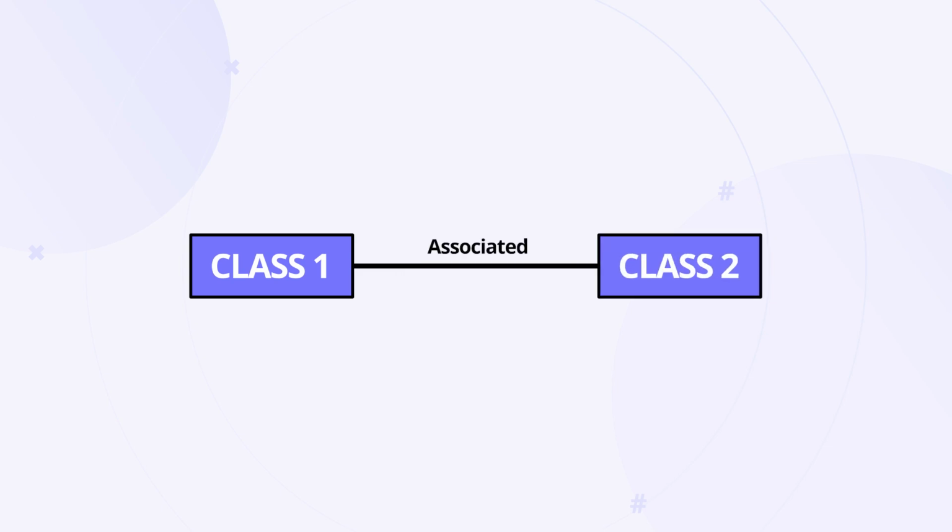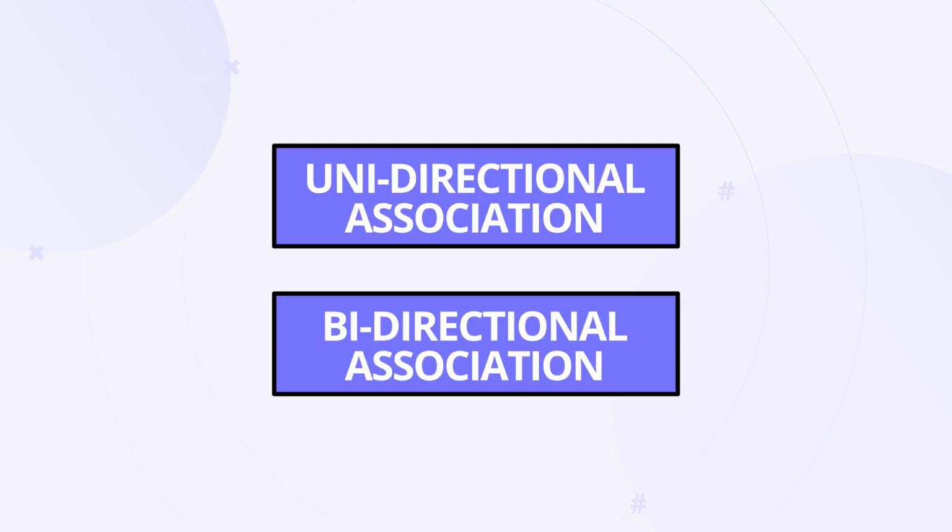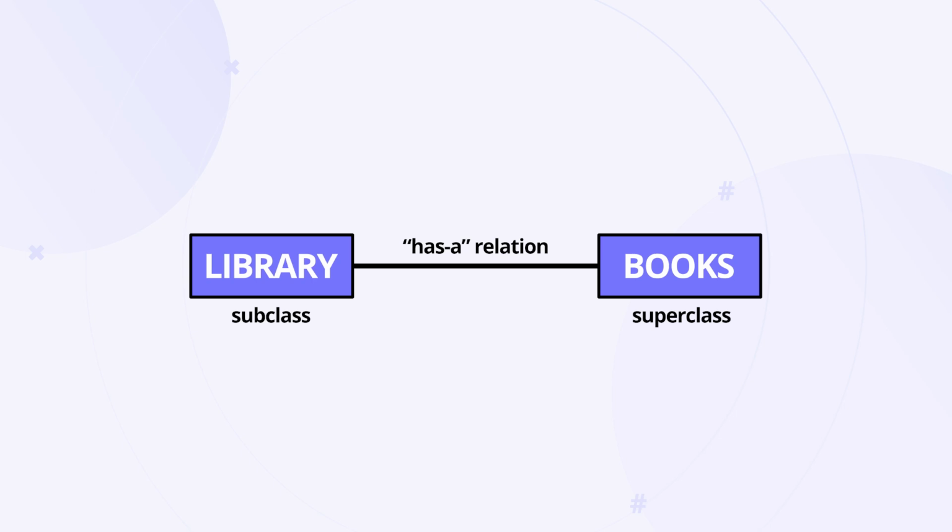Association represents a has-a relationship between classes, where one class is associated with another. It's a broad term that can include different types of connections between classes. Let's look at 2 key types of association: unidirectional association and bidirectional association. In unidirectional association, one class knows about the other and interacts with it. In bidirectional association, both classes are aware of each other and can interact with each other. A library class might have an association with a book class. The library has books, so there is a relationship between library and book.